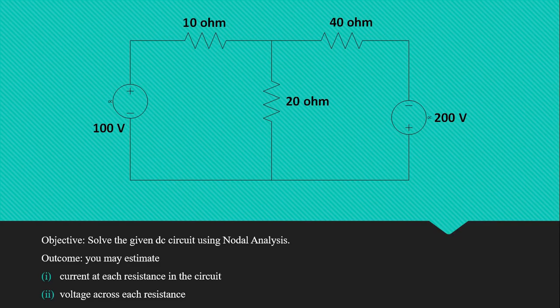So let's see first what is the objective of this video. The objective of this video is to solve the given DC circuit using nodal analysis. In this circuit, you can see we have two DC voltage sources and three resistances, so we are calling it a DC circuit. Once you apply nodal analysis, you get all the variables, which we will see later in this video. You can find the value of voltage and current across any resistance connected in the circuit. So let's see how we can proceed with nodal analysis.